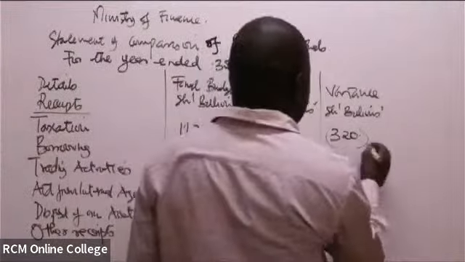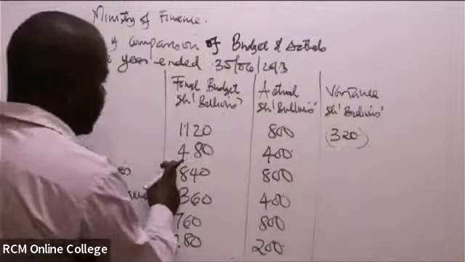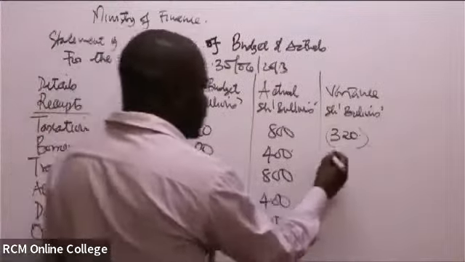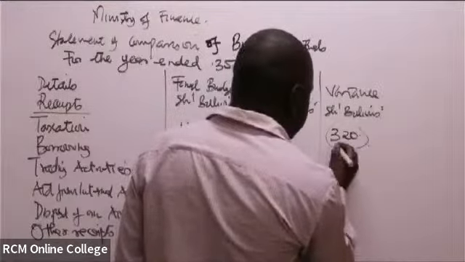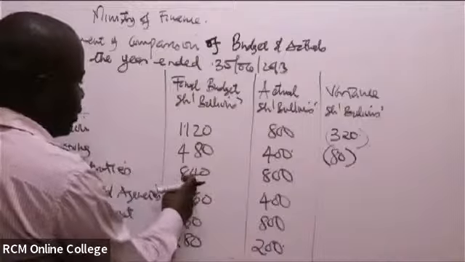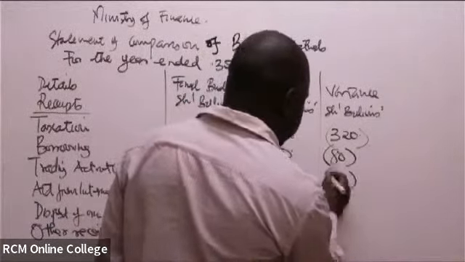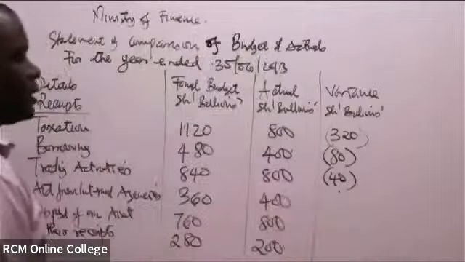So this one was not in the favor of the ministry. The same case, from borrowings, they were expecting to get 480, but they got less. There's a difference of 80. This one is not favorable to them. The trading activities, they are expecting to get 840, but they got 800. There's a difference of 40. It is adverse to them.